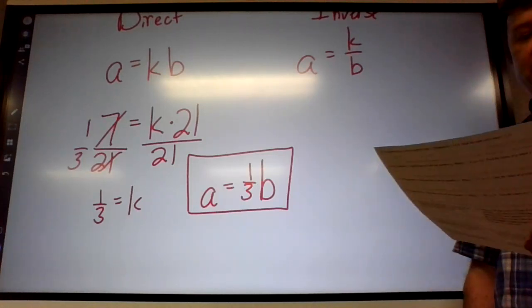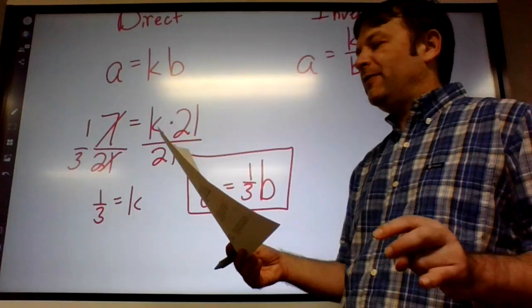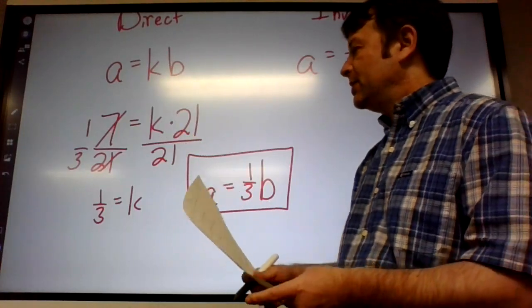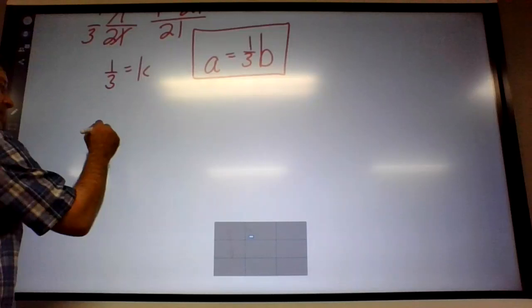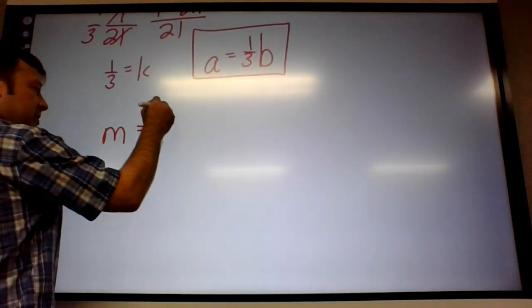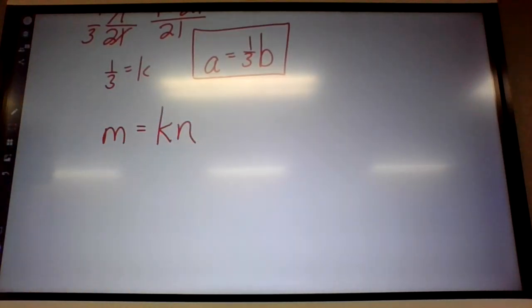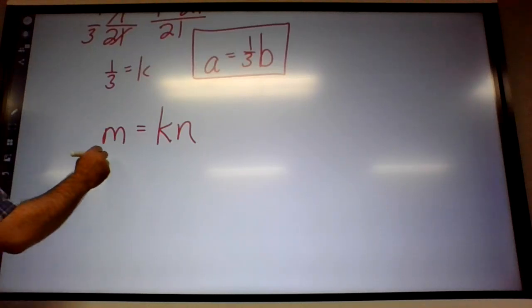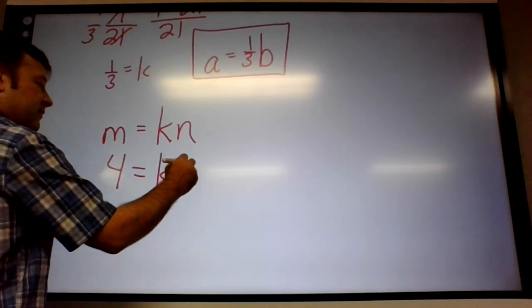Okay, so let's try again. Number 3 is kind of the same thing. 3 says M and N vary directly. So how are we going to set this up? M equals K times N. Okay, and then they tell us when M is 4, N is 14.